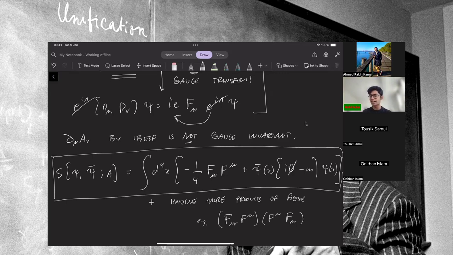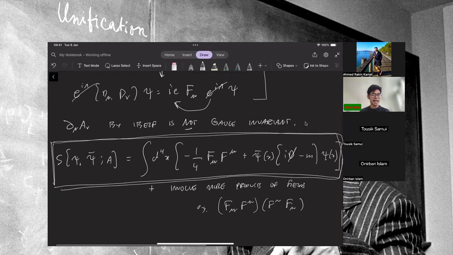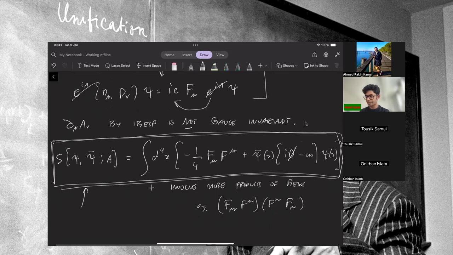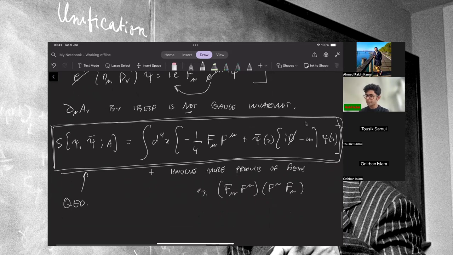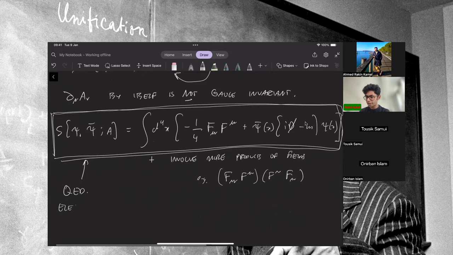You don't know quite what that means yet, but there's a good reason to think only about this sort of action. Okay. So this action is, of course, exactly the action of quantum electrodynamics. So this is the action of QED. In other words, the action of electromagnetism coupled to electrons, where the electromagnetism comes from the part involving A, and the electrons come from the part involving psi.